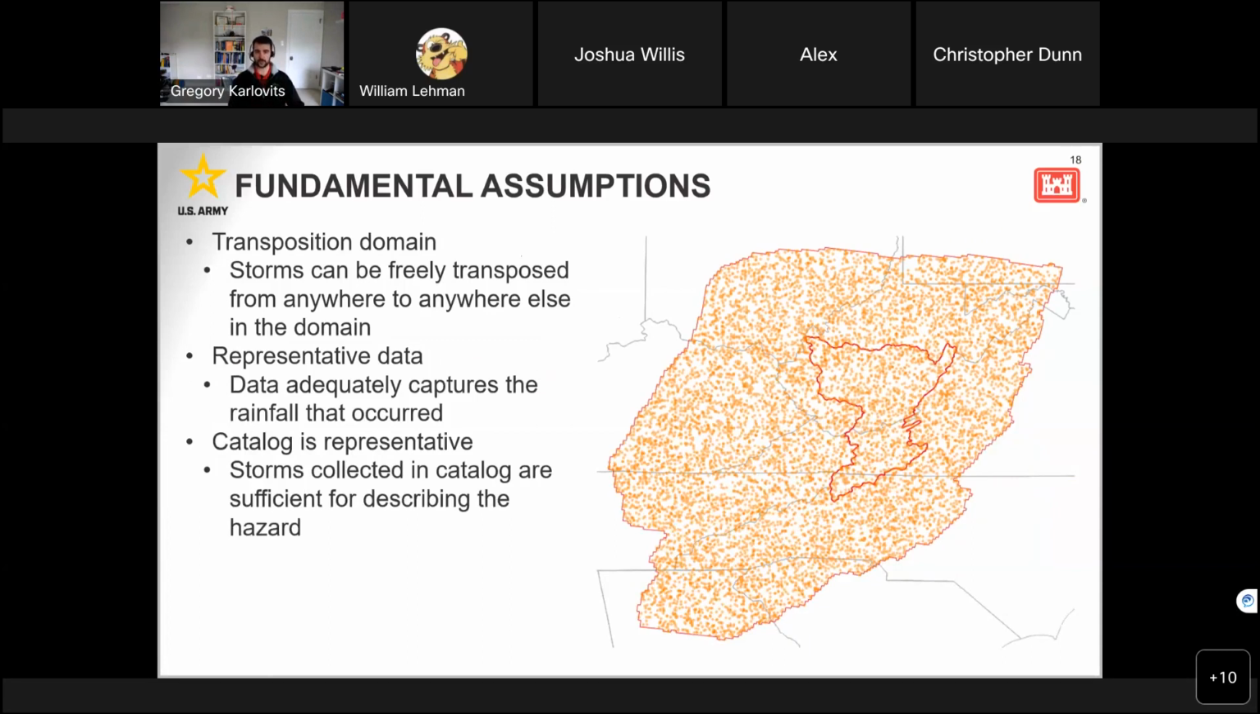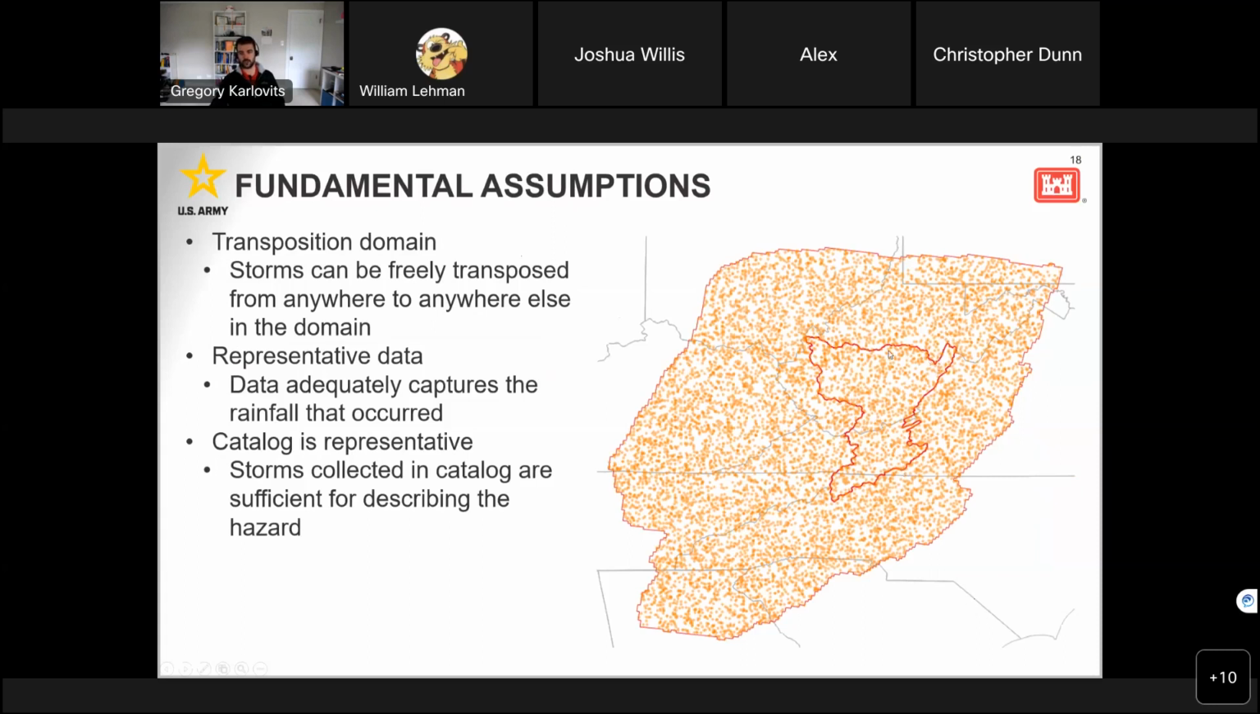We also have to assume that the catalog that we build out of all of these storm events that have occurred is representative of a sample of the severe meteorology in that area with the right relative frequencies. It has to sufficiently describe the hazard. So the cartoon on the right actually has a base map. If you wanted to know where the Kanawha Basin is, that's here in red. This red jagged boundary is the transposition domain, and it's been reduced so that no significant rainfall for the storm could fall outside of the transposition boundary.